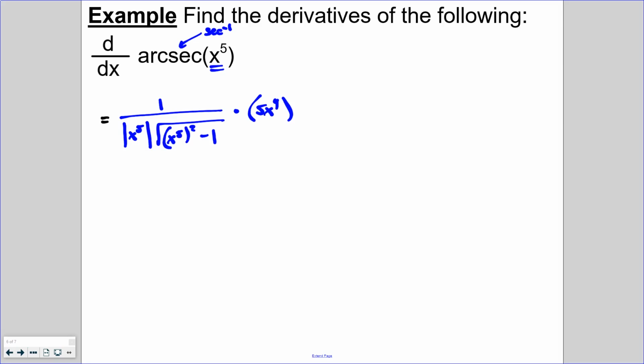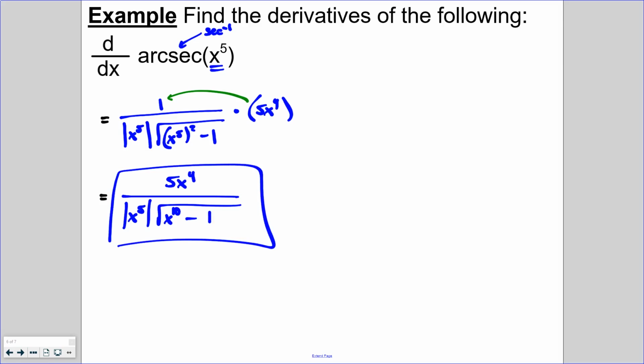Then from here we can take the 5 times x to the 4th, and multiply it to the numerator, and that is going to leave us with a derivative of 5x to the 4th all over the absolute value of x to the 5th times the square root, and x to the 5th squared is x to the 10th, because when we have the power of a power, we want to multiply the exponents, and then minus 1. Boom, boom, boom, derivative.